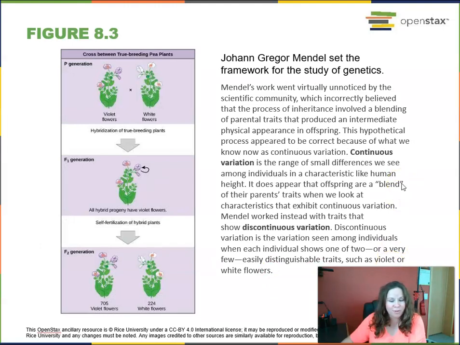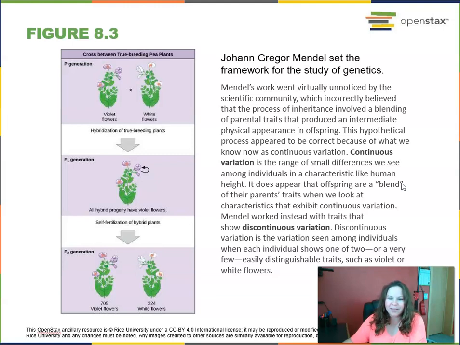Mendel's work, unfortunately, after he did all these studies, went unnoticed by the scientific community for quite a while, which incorrectly believed at the time that the process of inheritance involved a blending of parental traits that produce an intermediate physical appearance in the offspring. While in some cases that can be true, generally it's not quite the way that works.